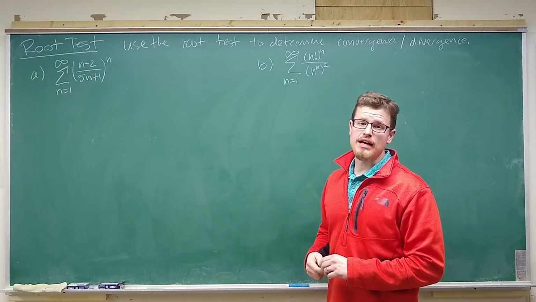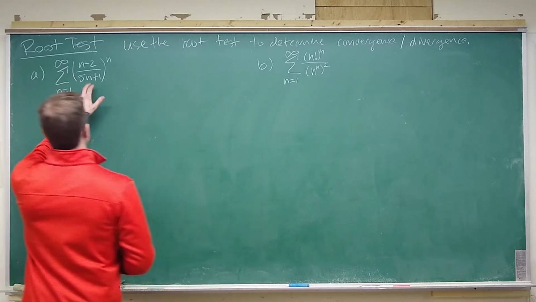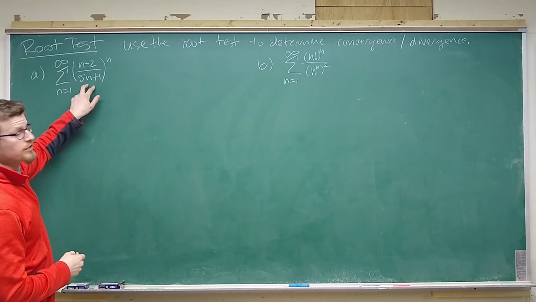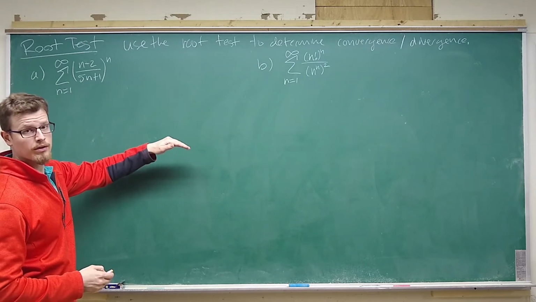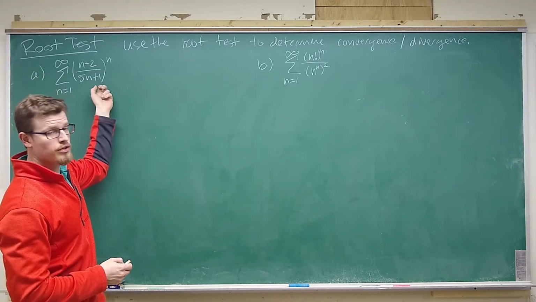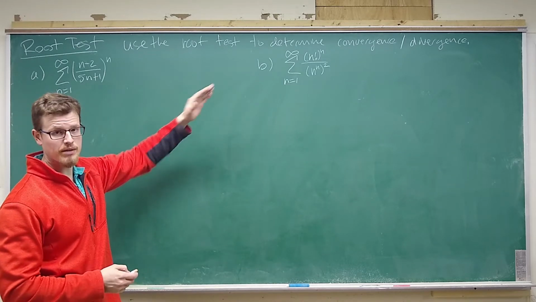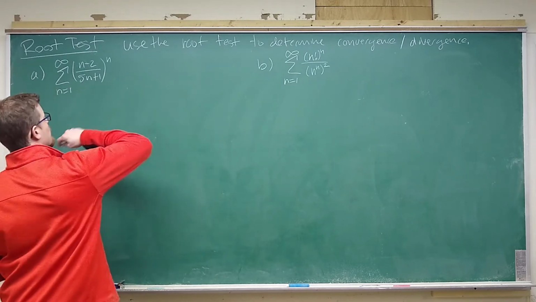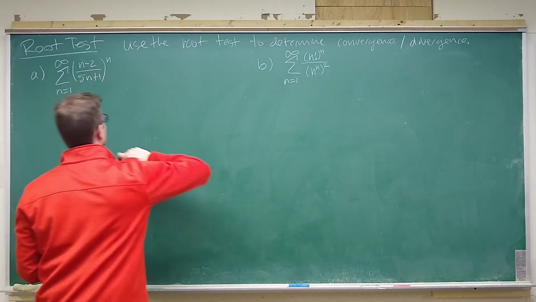Again, for the root test, we want to determine if the limit of the nth root of the nth term goes to a number below 1 or a number above 1. The series under question will converge if we find a limit below 1, and it will diverge if we find a limit above 1. And we want to take the nth root of the absolute value of the nth term.